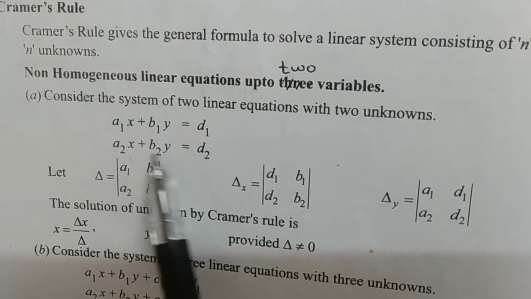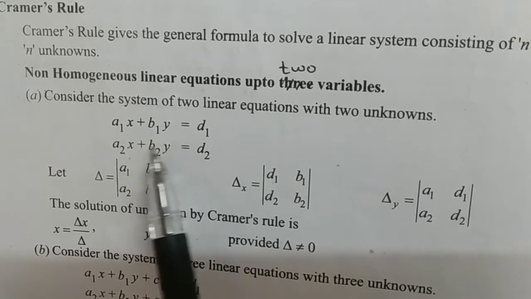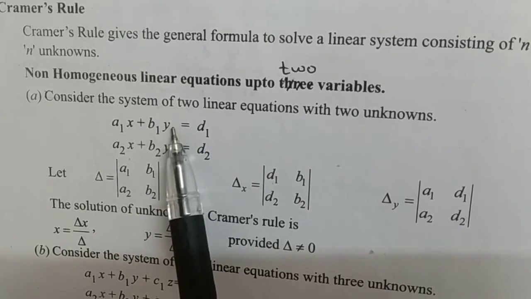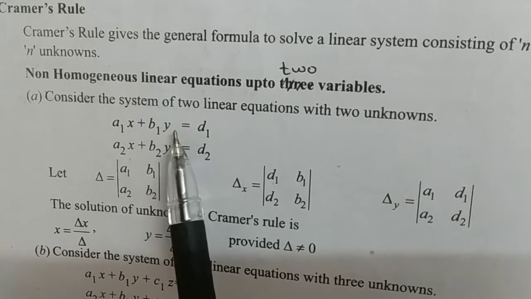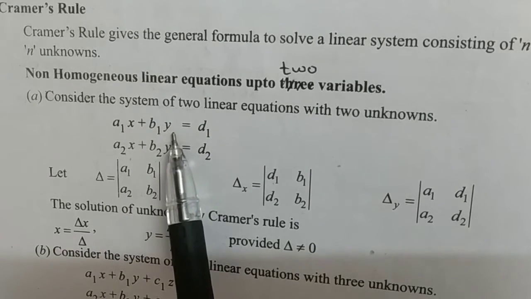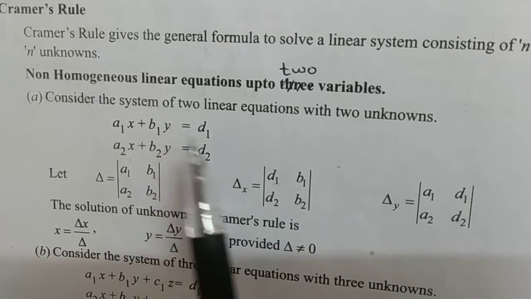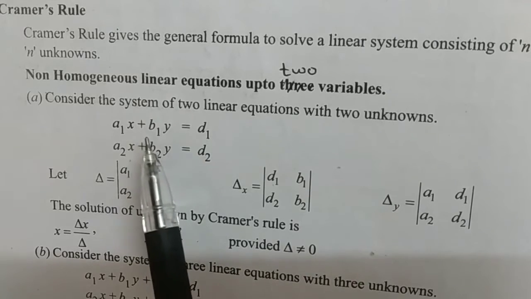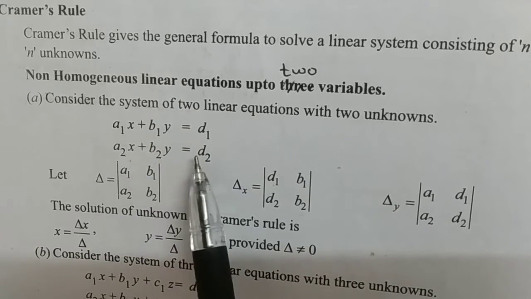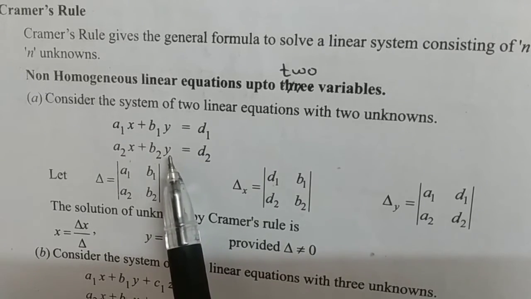Here 2 equations, and the unknown values are x and y. That is for 2 variables. What are the variables here? x and y are the 2 variables, and there are 2 equations. Solve these 2 equations to find the values of x and y.